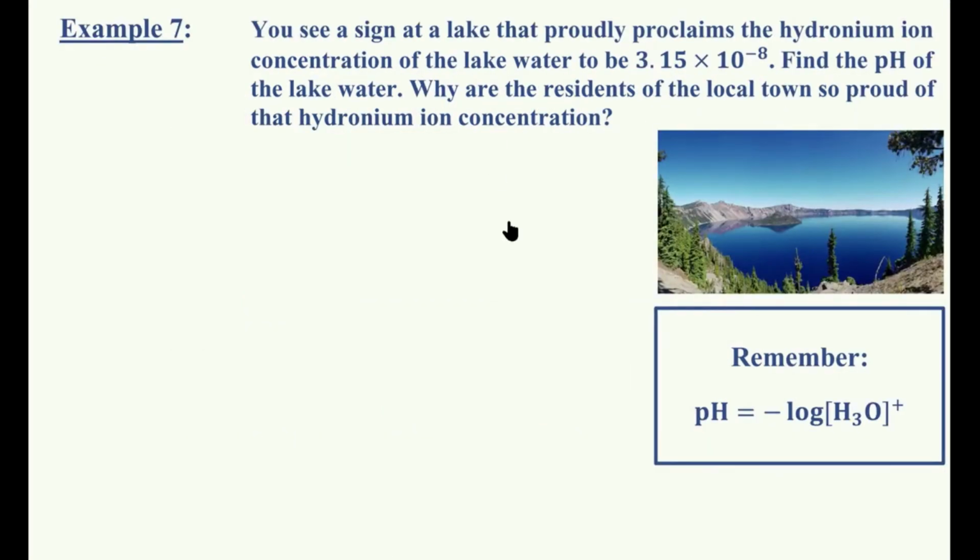Okay, so you're driving down the road and you're passing this beautiful lake, and you see a sign that proudly proclaims that the hydronium ion concentration of the lake water is 3.15 times 10 to the negative 8. So what we want to do is find the pH of this lake water and see why the residents are so proud of that hydronium ion concentration that they've listed.